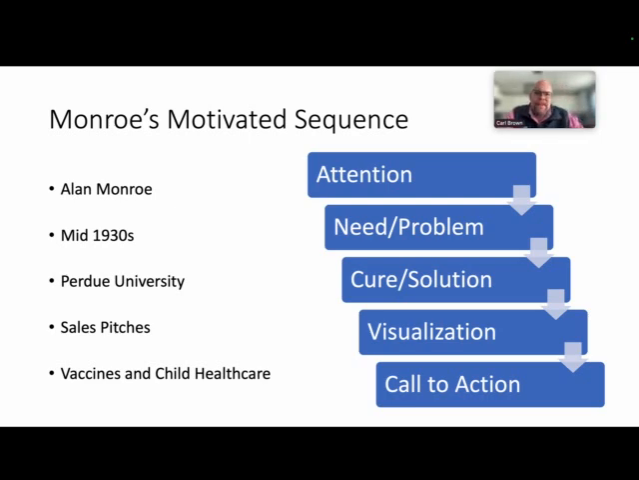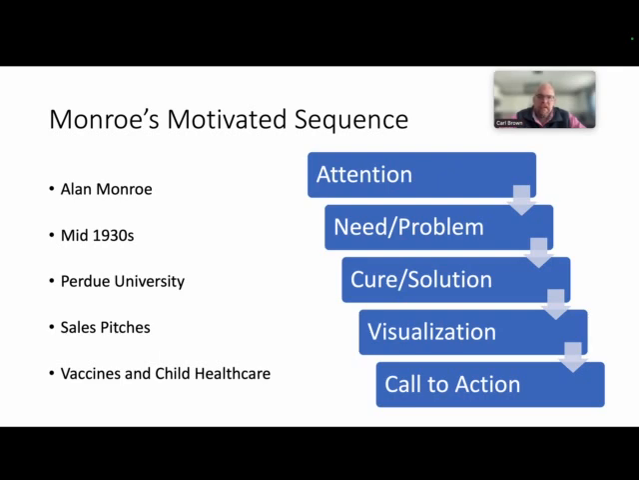Monroe's has 5 steps, and if you follow these in the order, the way that he intended, it is very, very effective. Now, just as a little background here, the person who we're talking about's name's Alan Monroe. This came out in the mid-1930s. Alan Monroe was a professor at Purdue University, and he was working on a sales pitch. So his area was psychology, and he was trying to figure out what sorts of persuasive messages and structures would motivate people to buy things.